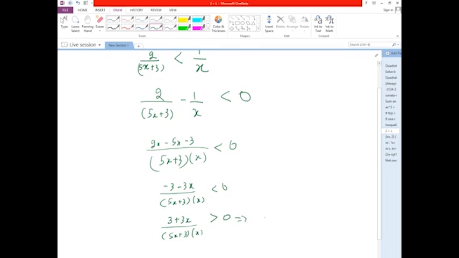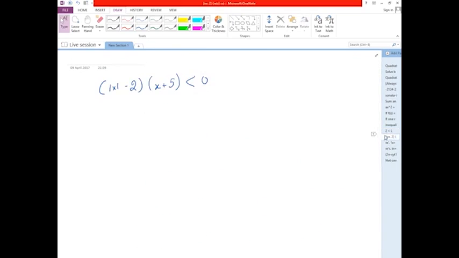Now we can solve this, right? We just put each term equal to 0. From this one we get 0, this one we get minus 3 by 5, and this one we get minus 1. You plot them on the number line: 0, minus 3 by 5, minus 1. Start from the right-hand side, plus, minus, and wherever it is plus, that's your answer. So x element of minus 1 to minus 3 by 5, union 0 to infinity. This is basically how you solve inequalities using the method of intervals.